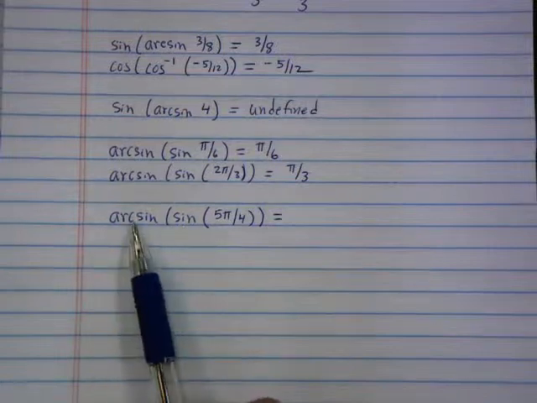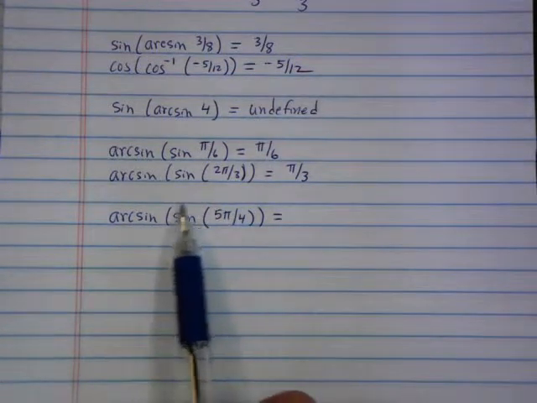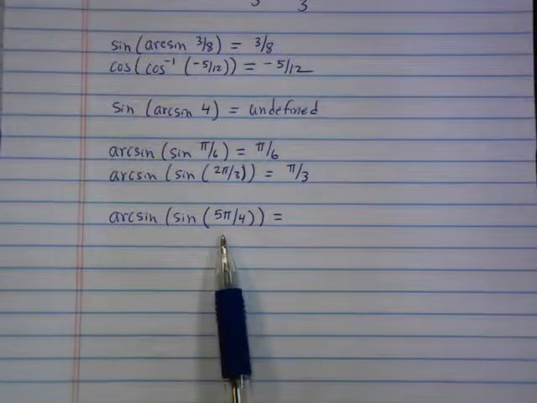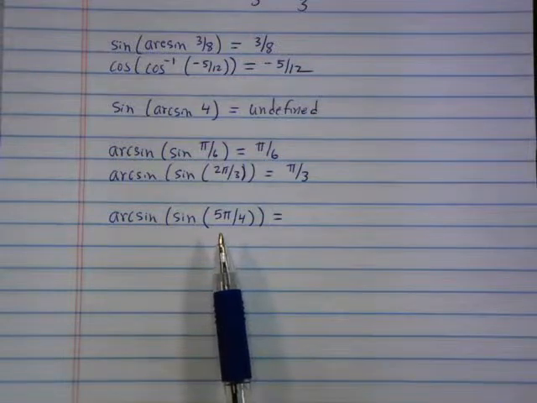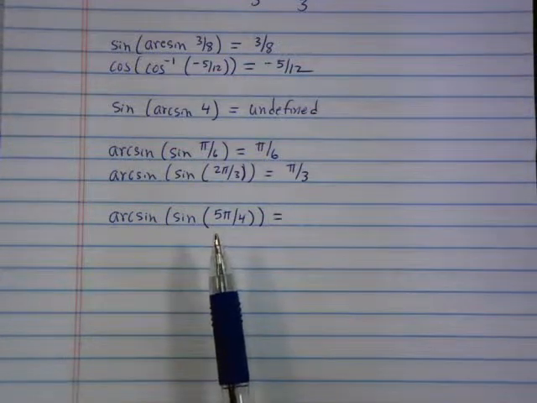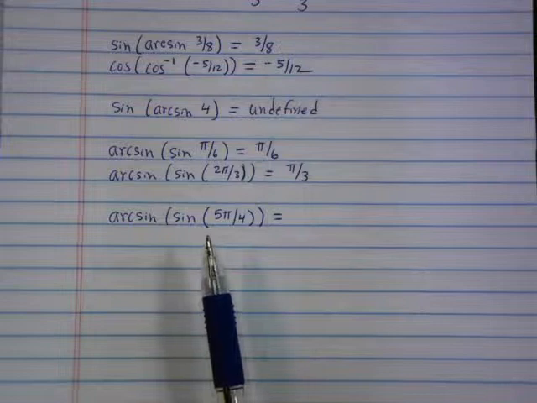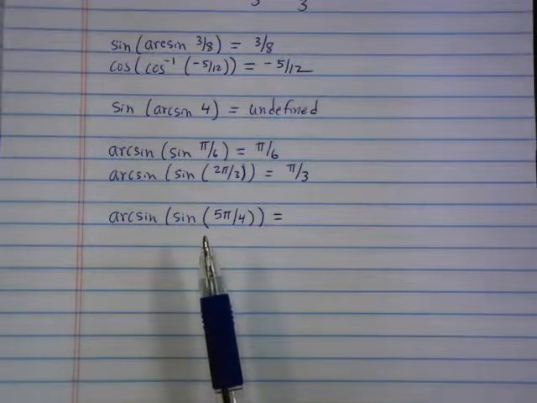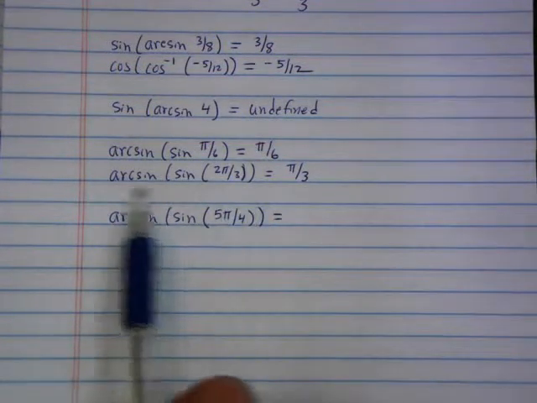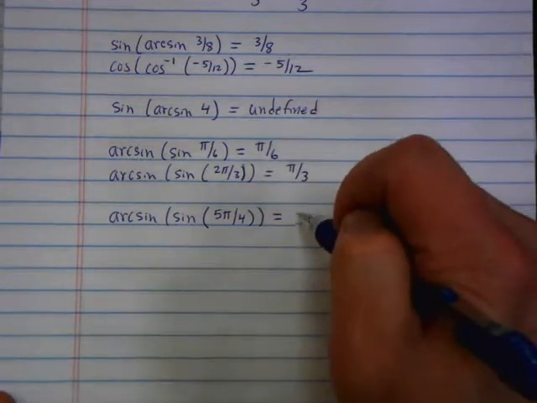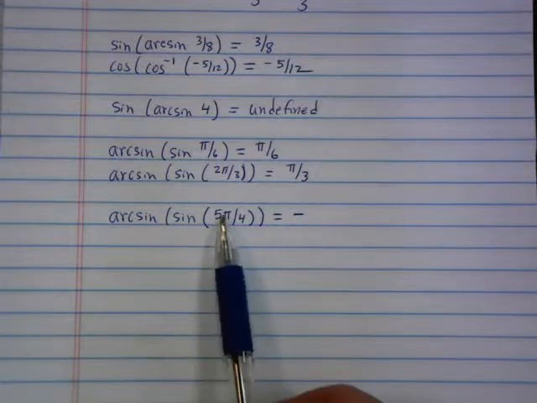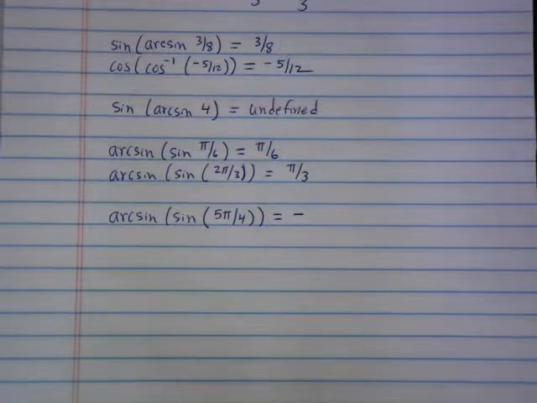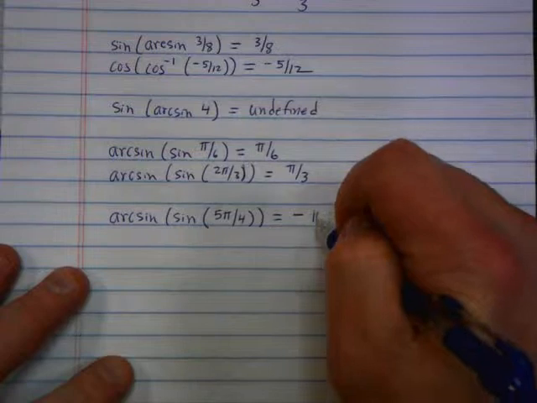So when I do the arc sine of a negative number, I'm going to get an answer in quadrant number... where is sine negative? Quadrants 3 and 4, but my acceptable range for arc sine only uses quadrants 1 and 4. So the answer has to be in quadrant number 4. It's got to be written as a negative answer, and then it would simply be the reference angle for 5 pi over 4. Negative pi over 4.